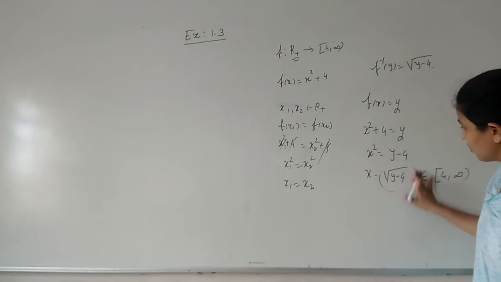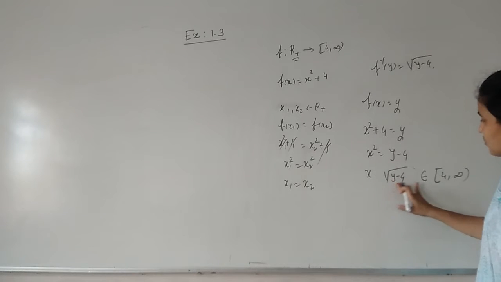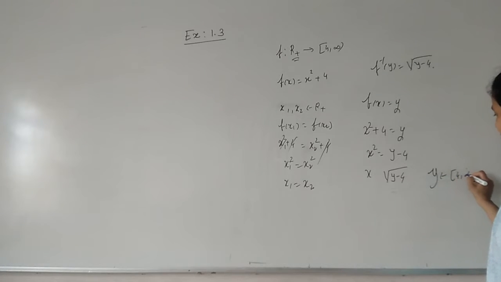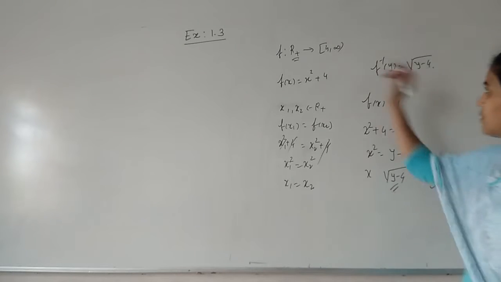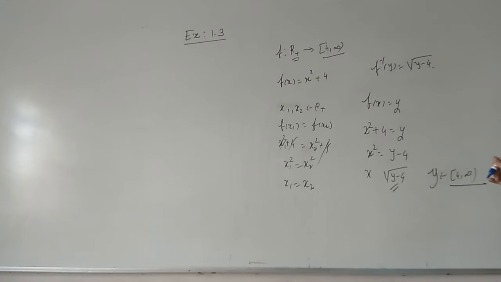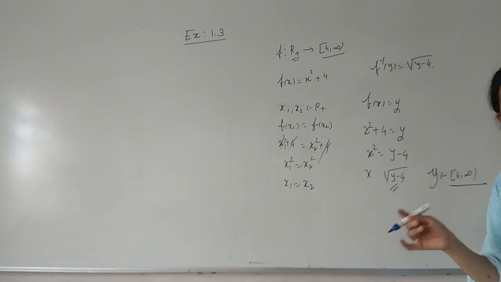Now this value is actually y. When will this exist? If y belongs to 4 to infinity, then only this value is valid. And 4 to infinity is our range. So this is an onto function. So this is what you have to prove.